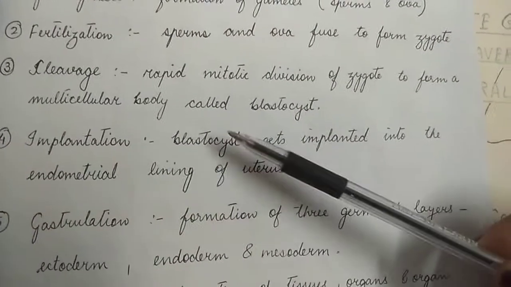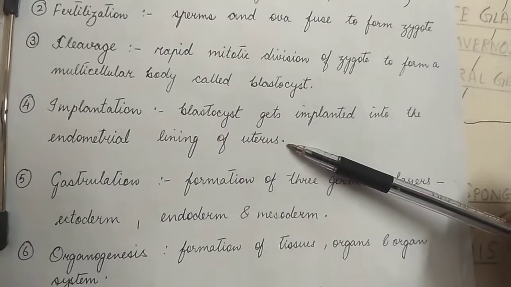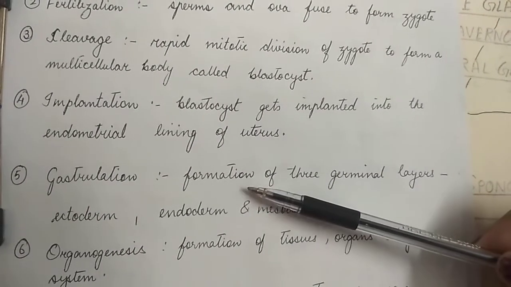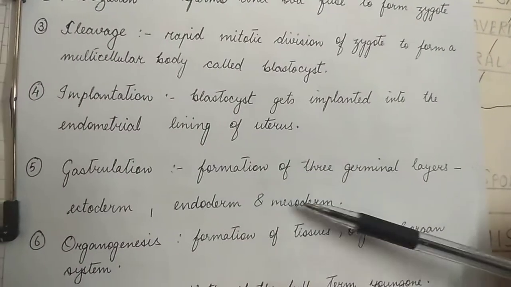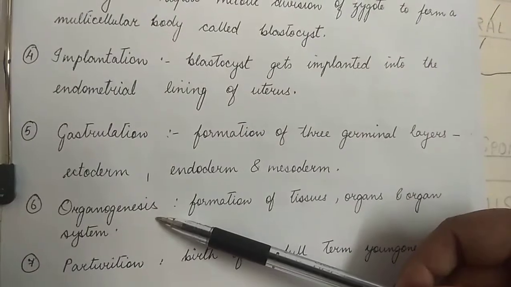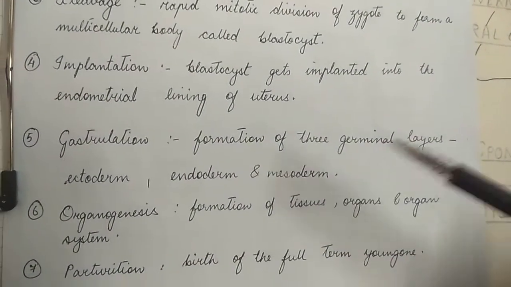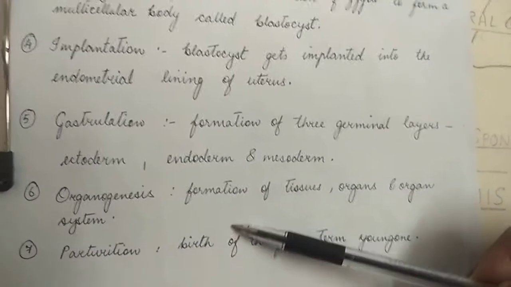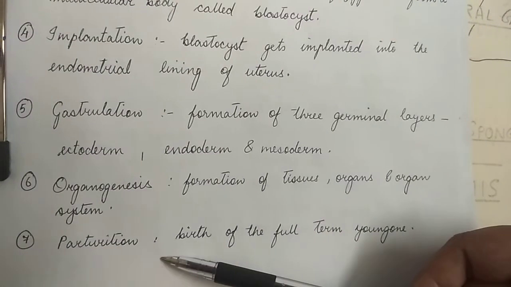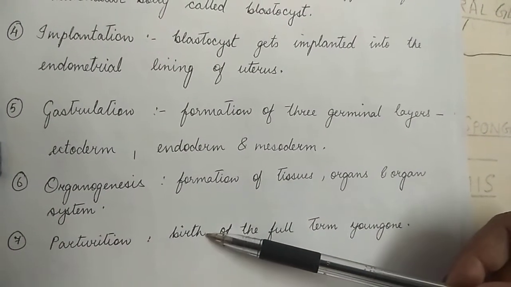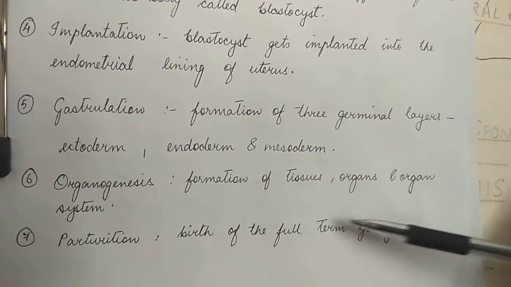The blastocyst which gets implanted into the uterus further undergoes gastrulation, that is, the formation of three germinal layers: ectoderm, endoderm, and mesoderm. Organogenesis. In organogenesis, from the three germinal layers, different types of tissues, organs, and organ systems are formed. And finally, parturition. Parturition is the birth of the full-term young one, or delivery of the young one.